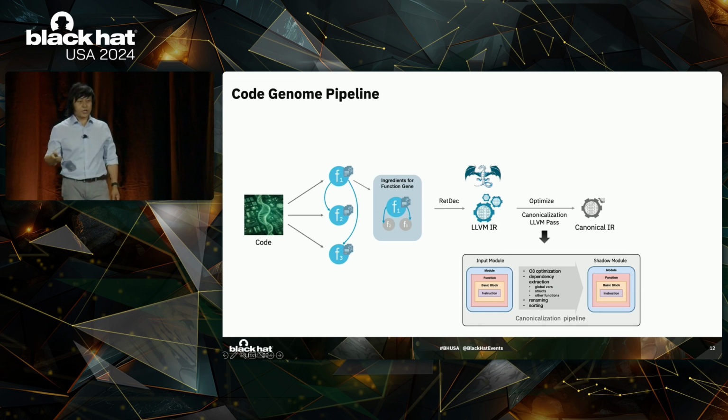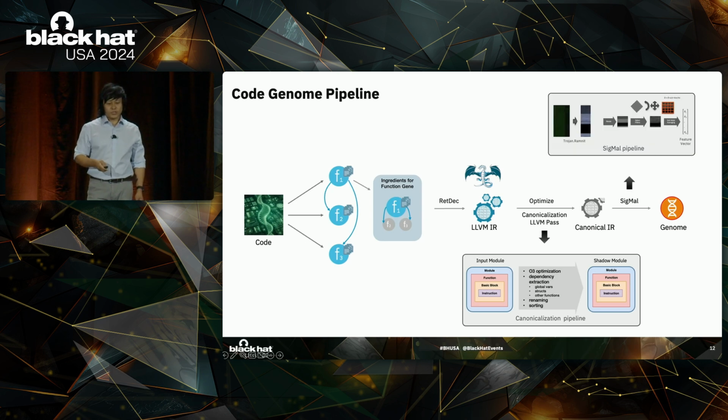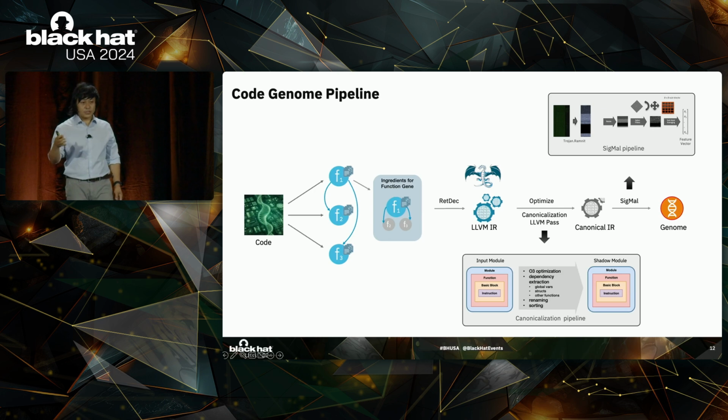And after that, we can use that as the starting point to extract the actual embedding or feature vector or genome, as we're calling it. In this case, we are using Sigmal. Sigmal is based on a signal processing approach, where the canonical IR is converted into an image and then we use some Gabor filters to extract ultimately the feature vectors, which is the ultimate gene here.